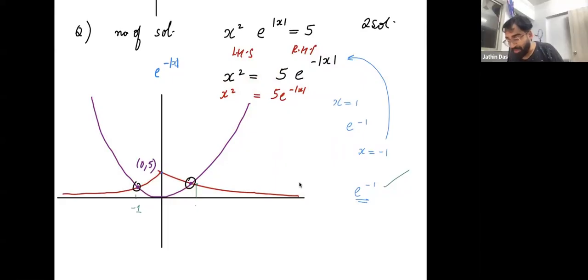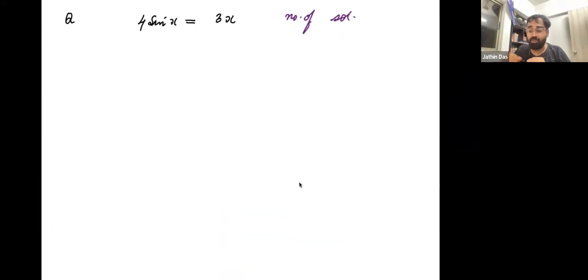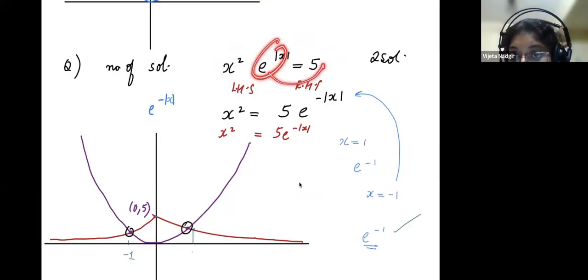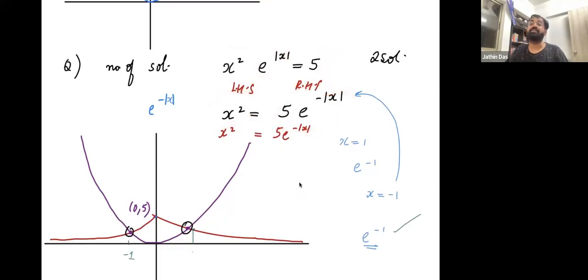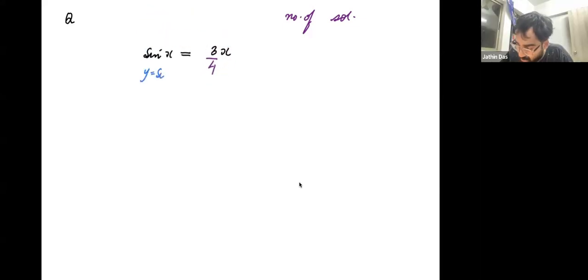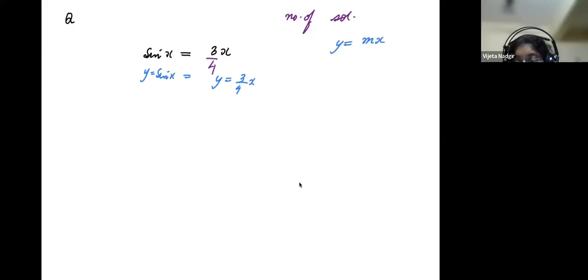That's one. Now, here 4 sin x is equal to 3x. It's always better, see here the actual function was this, but I took this to the other side because I know it will be easier to work with. So instead of doing 4 sin x is equal to 3x, I'll keep this. Now there are two functions: y is equal to sin x and y is equal to 3 by 4 x. And you know, I think I told you in basic maths also, y is equal to mx is a line passing through the origin. Its slope is 3 by 4.